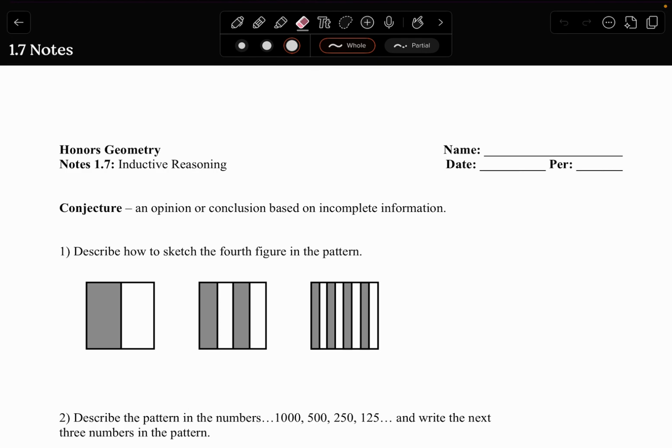Okay, so what we're going to be talking about today is the ability to look at a pattern and, based on the pattern that we are looking at, come up with a conclusion and use that conclusion to maybe find more things within that pattern, okay? So one of the important vocab words today is conjecture, and a conjecture is an opinion or conclusion based on incomplete information. So everything that you're going to be given today is going to be, for the most part, incomplete, and you're going to have to make a hypothesis based on that information that you're seeing.